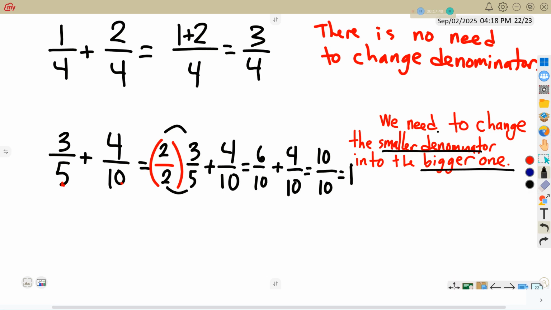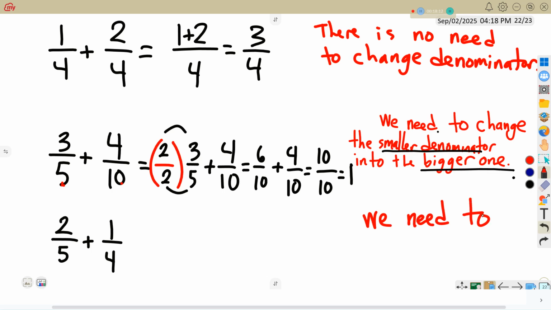Now let's talk about the third situation. The worst situation you could have is when we have to change both of them, right? So what if I had to add 2/5 plus 1/4? Now 4 is not a multiple of 5, and 5 is not a multiple of 4. So in this case, we have to do what? We need to change both denominators. So how's that work?